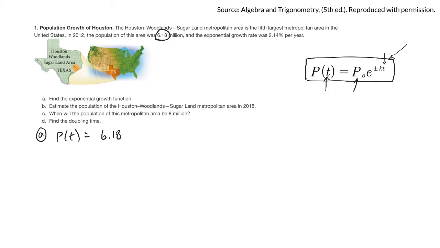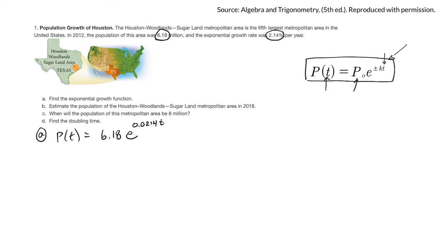So that's that. And then I have e to the k, which is the interest rate, if you want to think of it that way, or how much stuff is going up by. And this one is going up by 2.14%. So I'll change that to a decimal. And then that's all the things I have to plug in. So that's the end of letter A.